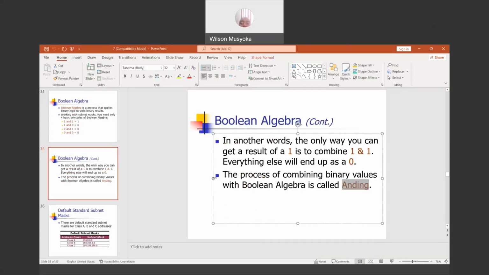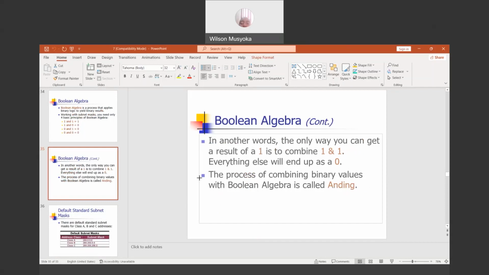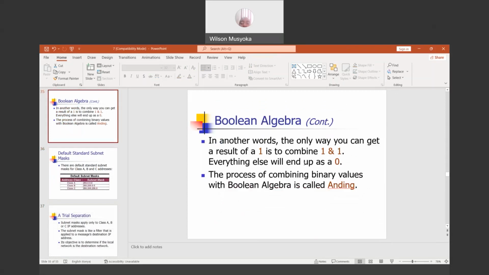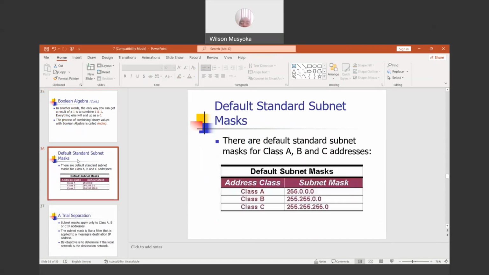When you learn about computer logic, you understand the logic gates, where we talk of AND gates, NOT gates, and NAND gates. So ANDing is that process of combining these binary digits so that you can end up with either a 1 or a 0.